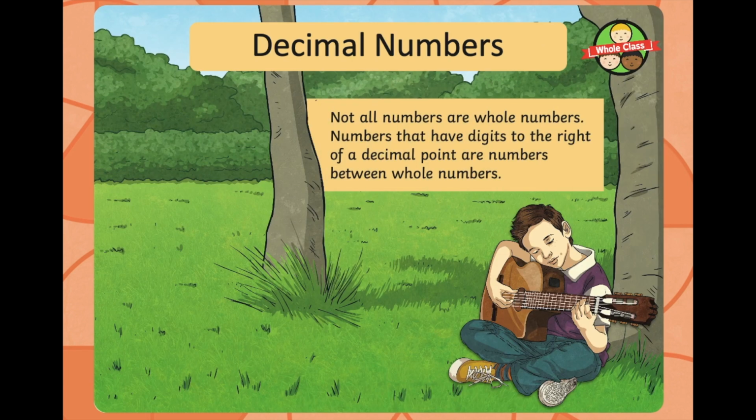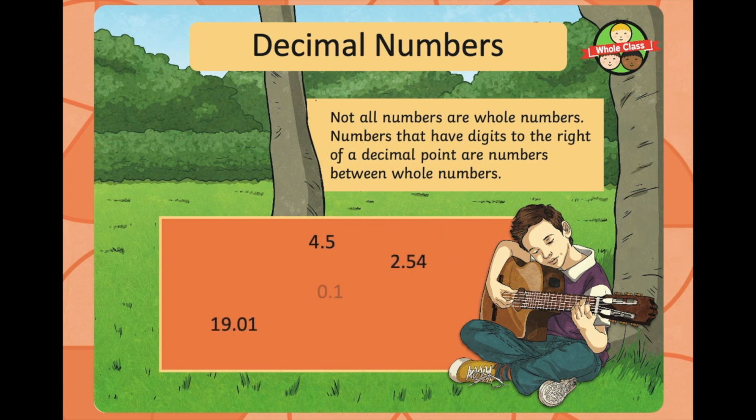Not all numbers are whole numbers. Numbers that have digits to the right of a decimal point are numbers between whole numbers. So we've got 4.5, 19.01, 2.54, 0.1, 509.005, and 8.505.